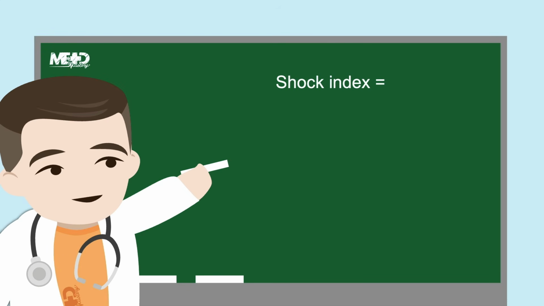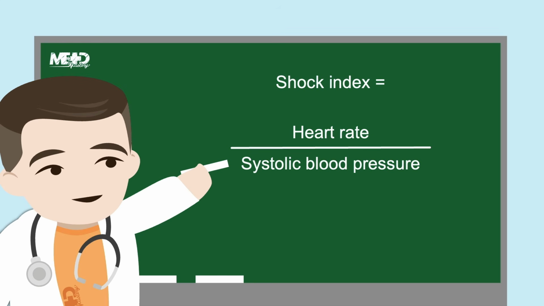Shock index is calculated by dividing the heart rate by the systolic blood pressure. A normal shock index is between 0.5 and 0.7, which indicates the system is running smoothly. But if the index rises above 0.8, there is a significant risk of post-intubation hypotension.